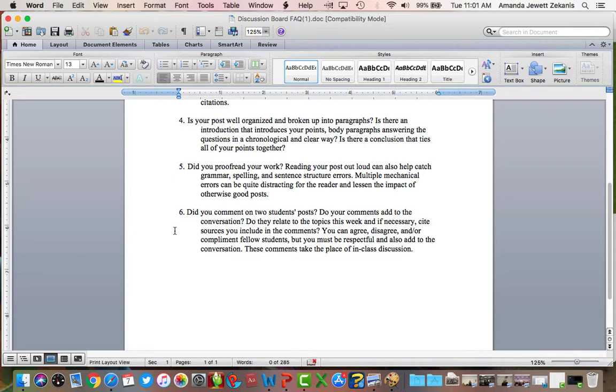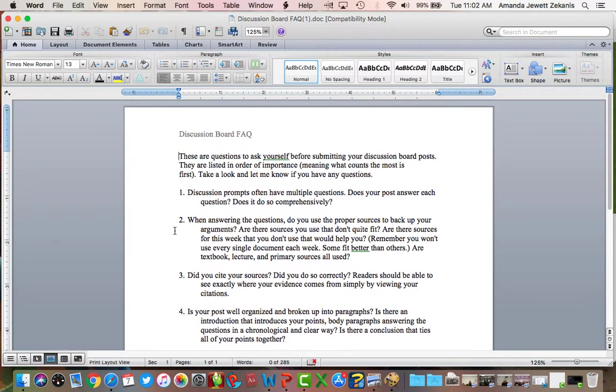You need to say, I agree with your point about X, but I also found in this document that Y was a really important aspect of colonial New England. Something like that. You need to really dive in, and if you want to cite sources in the comments as you talk, that's awesome too. So again, make sure that you are commenting in a way that carries the discussion forward. So that's the discussion board FAQ. And again, once you read that, look it over, contact me with any questions.